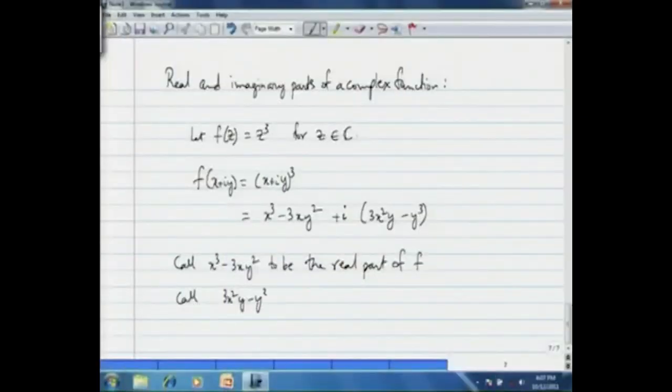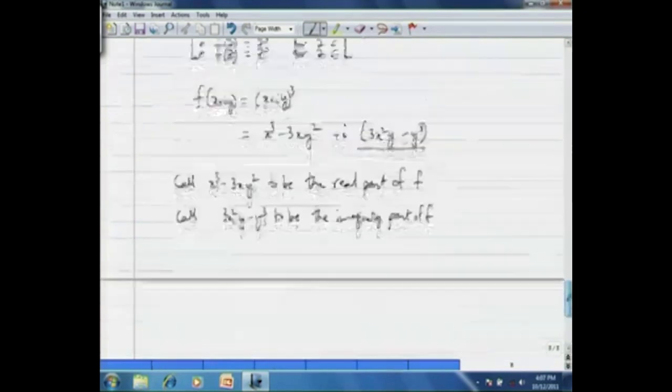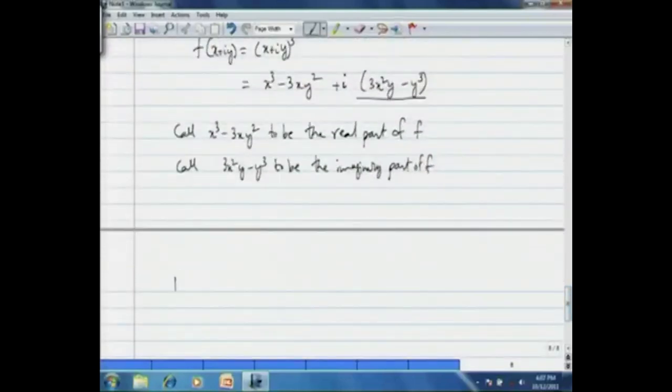Okay. And then similarly call 3 x squared y minus y cube, which is essentially the coefficient of I here, the imaginary part of f. So, this is an example of f of z equals z cube.